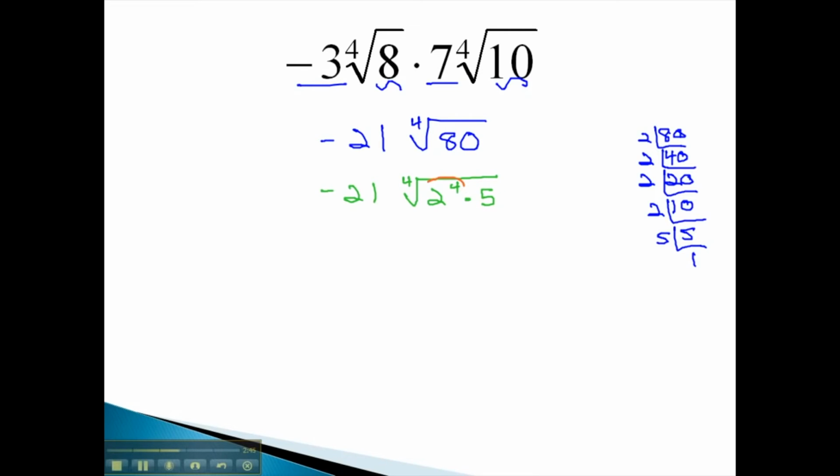Notice we can divide the exponent by the index. 4 divided by 4 tells us one of this number is coming out, or one 2 comes out of the radical. Multiplying this by the negative 21, our final answer is negative 42 times the fourth root of 5.